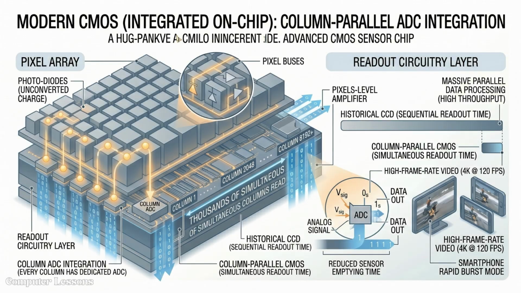Integration of analog to digital converters at the column level allows for massive parallel data processing. Thousands of columns can be read simultaneously, enabling high frame rate video for modern smartphones and cameras. This architecture reduces the time required to empty the sensor after each physical exposure cycle.